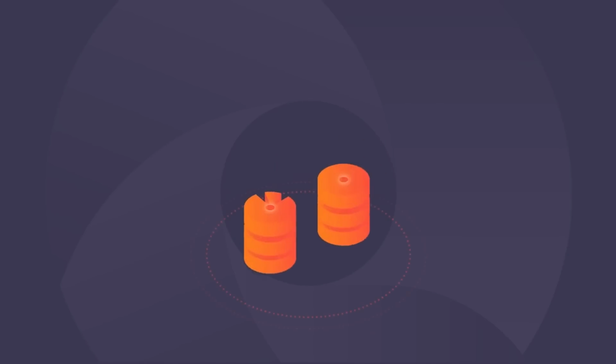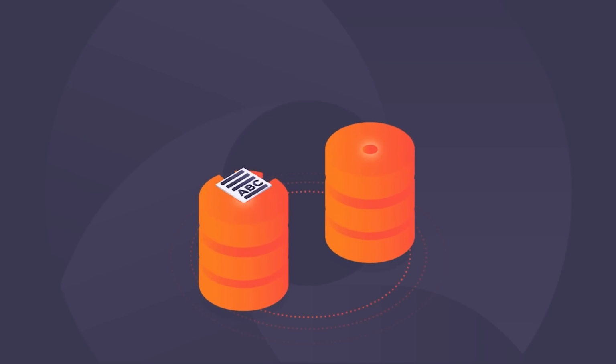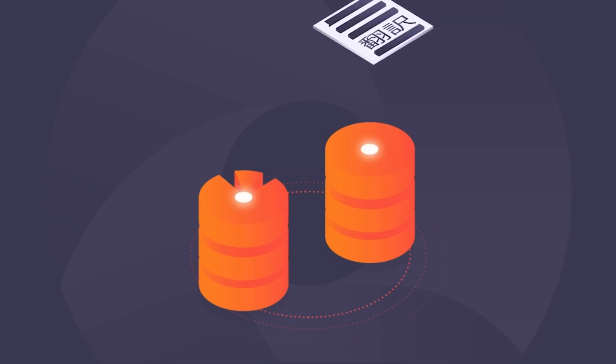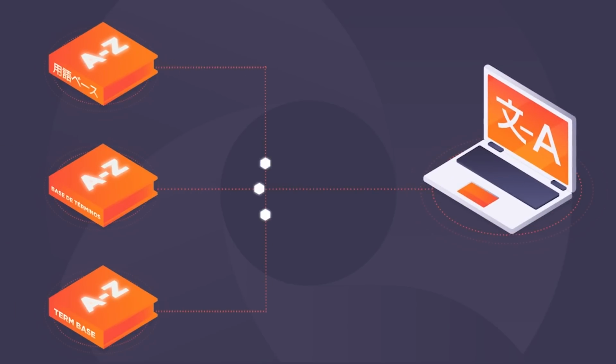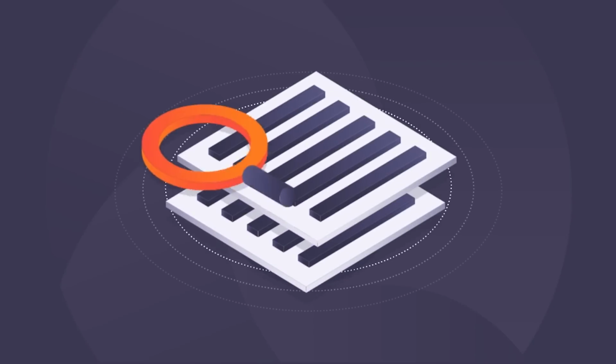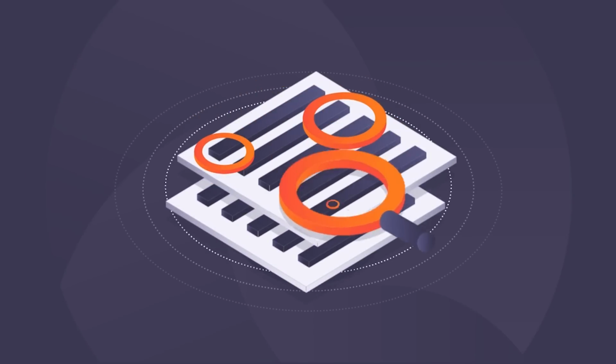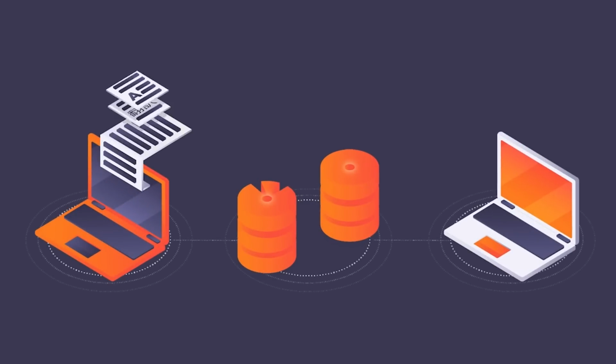MemoQ comes with a translation memory that stores your translations so you can reuse them later. A built-in glossary to keep your terms consistent across projects and domains. Automated quality checks so you can deliver projects in peace. An alignment module that automatically pairs and stores your previously translated documents so you can reuse them later.